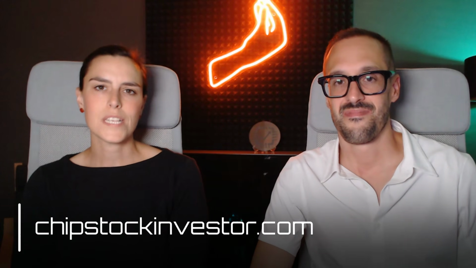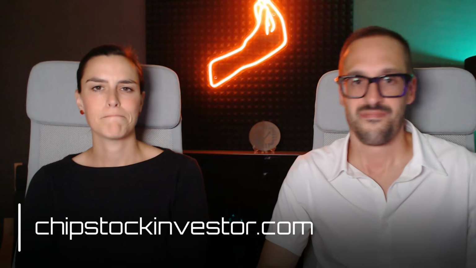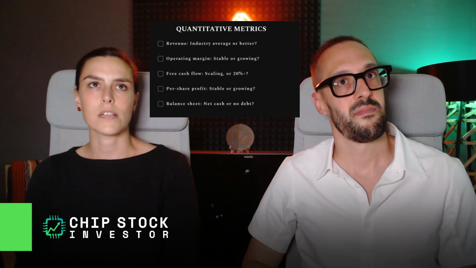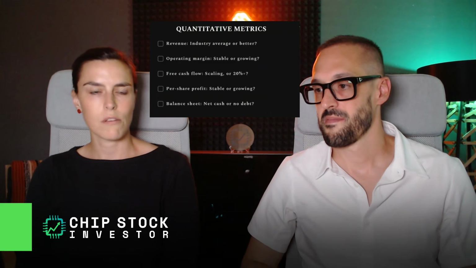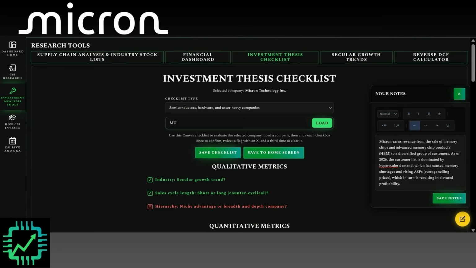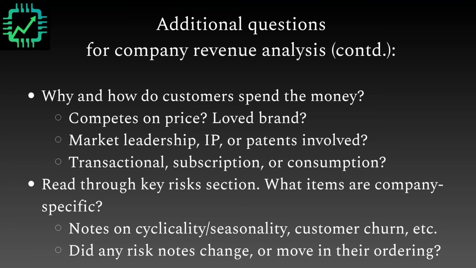Let's talk about some quantitative metrics that we go through when we're looking at a new company. We're going to focus on the quantitative portion of the investment thesis checklist, and we'll look at it through the lens of Micron. Here's a look at the investment thesis checklist on the research dashboard using Micron. We have some notes put in trying to define the revenue for a company, in this case, a memory manufacturer. We also provided you some extra questions you can ask to try to classify a company's revenue and figure out how you might classify that in your portfolio against other companies that you already own.